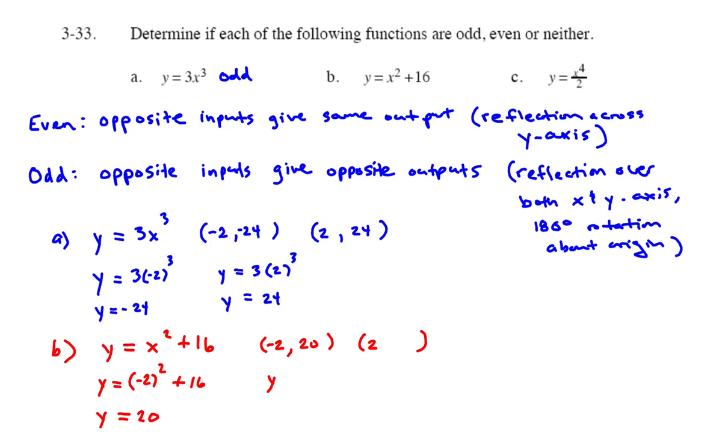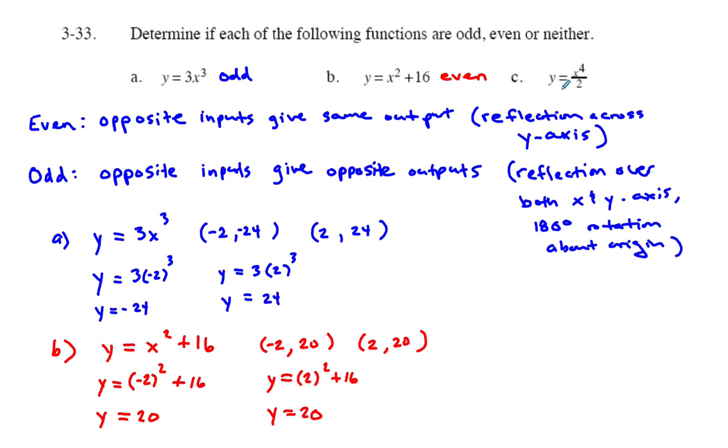And when we put in our +2, we have y equals 2 squared plus 16. That is also going to give us 20. So opposite inputs now gave us the same output, which by definition is going to make this an even function.